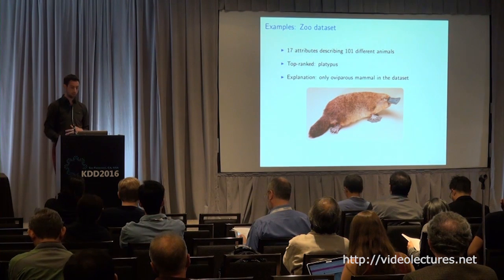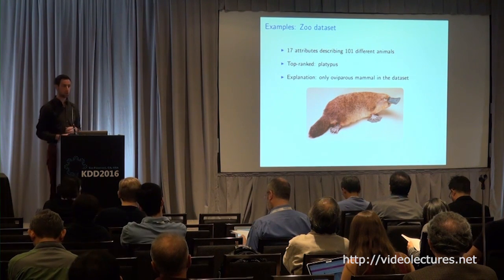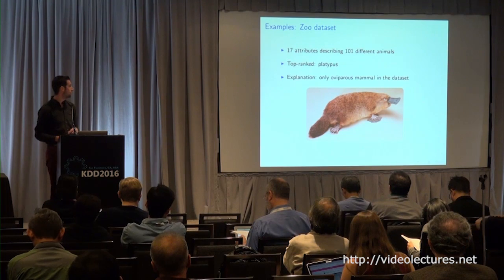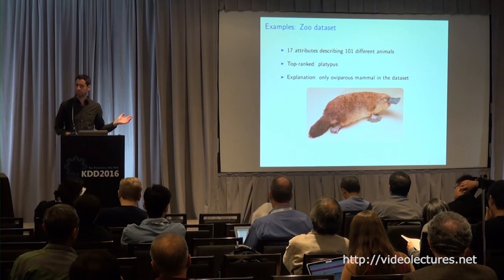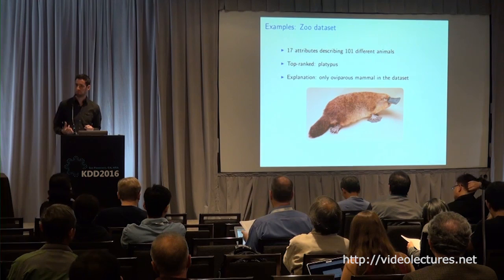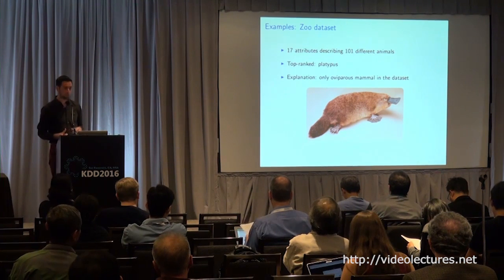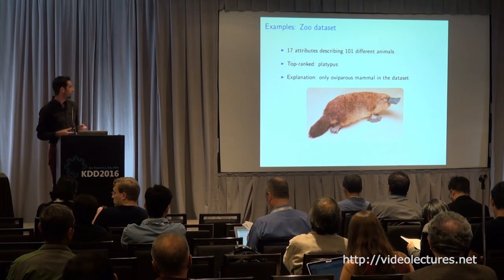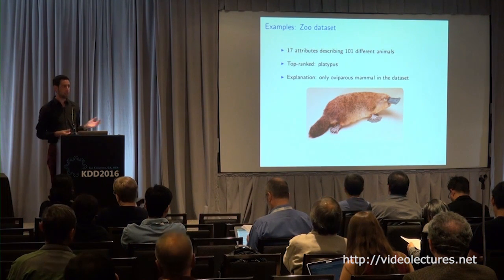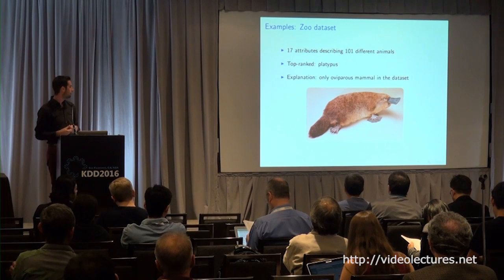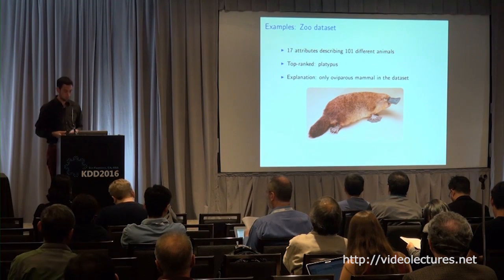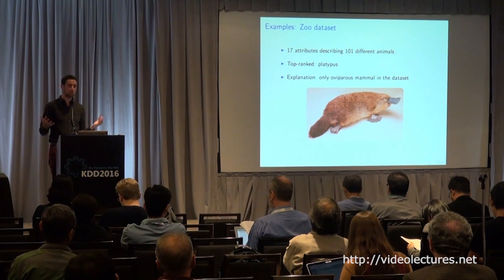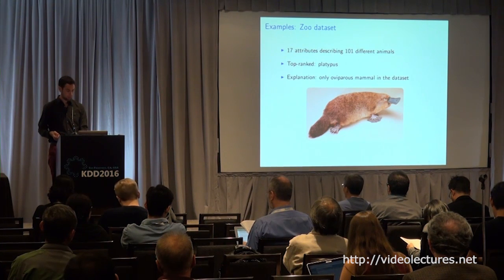The zoo data set has 17 attributes describing over 100 animals. Well, you can see in the picture already that this looks like a very strange animal. It's the platypus, and the explanation of this anomaly was that it's the only mammal that lays eggs in the data set. Well, that also sounded reasonable to us, so I think a nice example.